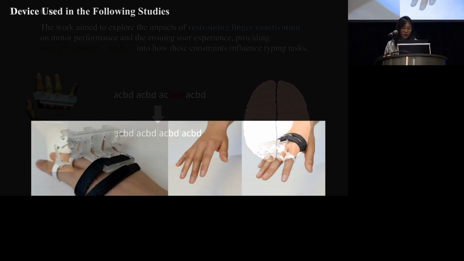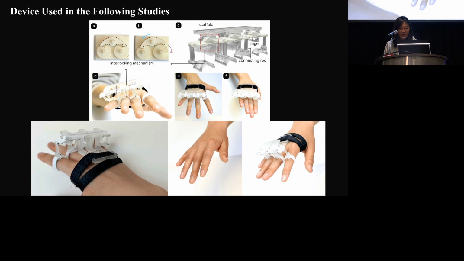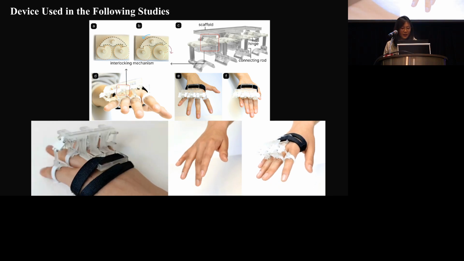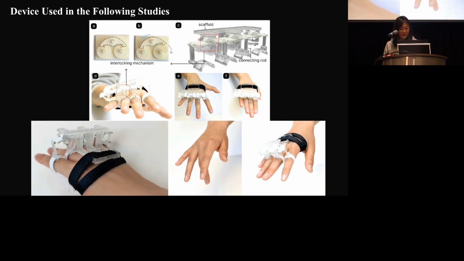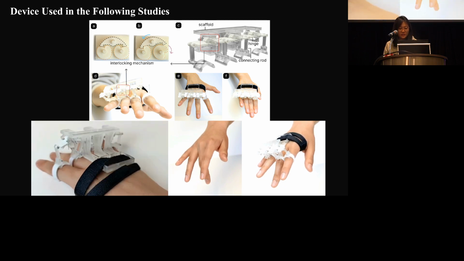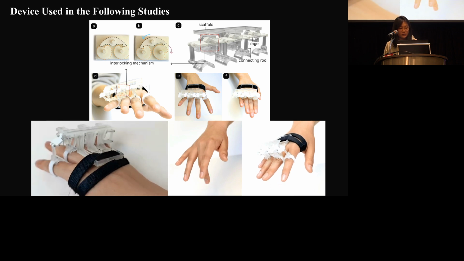perspective. This is the core mechanism and the three-dimensional diagram of our device. This device uses a passive interlocking mechanism as a prop to prevent involuntary movement of adjacent fingers for the following two studies.